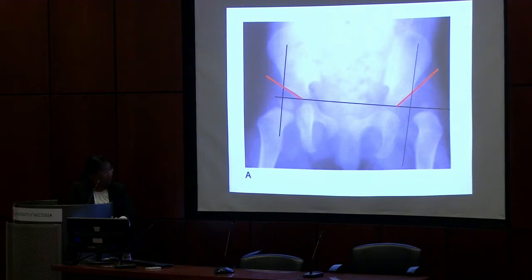Okay? So the next thing you look at is something called Shenton's line. So you follow a line from the inferior part or medial part of the femoral neck, and it should mostly line up with the obturator foramen. And then of course on this side, that line is broken because the inferior medial part of the femur is now proximal to the obturator foramen. Okay.